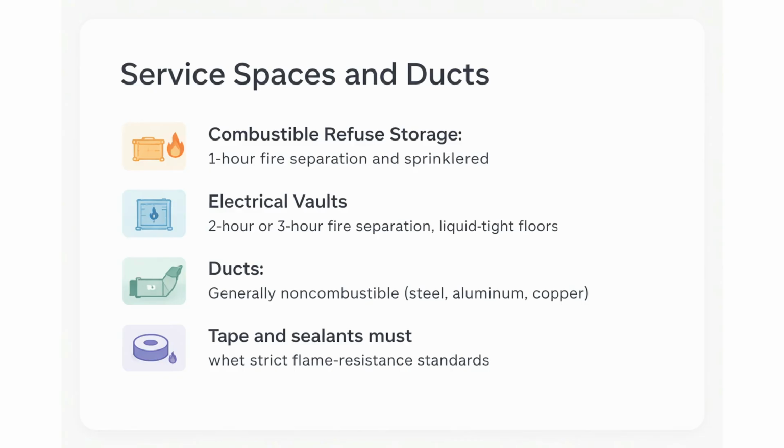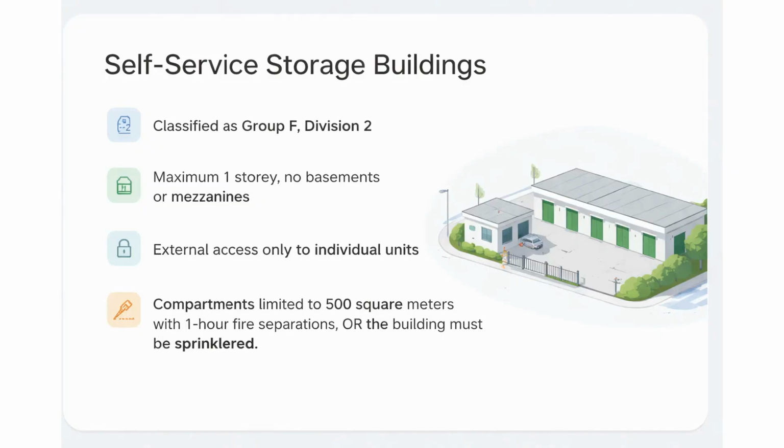Self-service storage buildings have their own specific section in the code. They're classified as medium-hazard industrial occupancies. To mitigate the risk of unknown stored materials, these buildings are restricted to a single story with external access only. Internally, they must either be fully sprinklered or subdivided into compartments of no more than 500 square meters, using 1-hour fire separations.